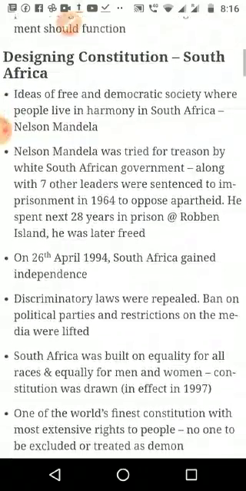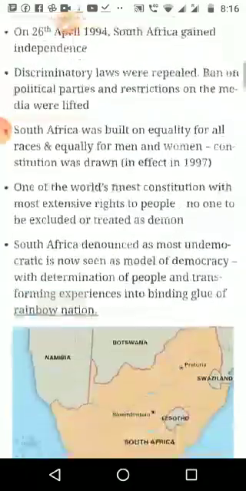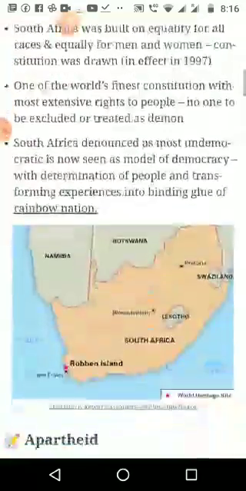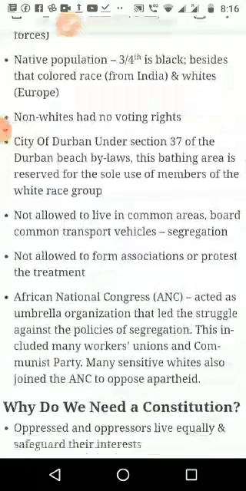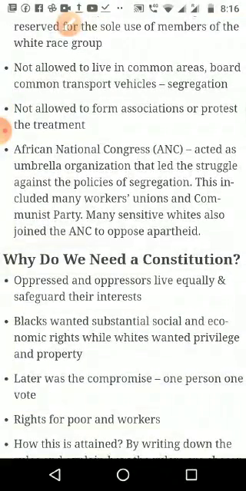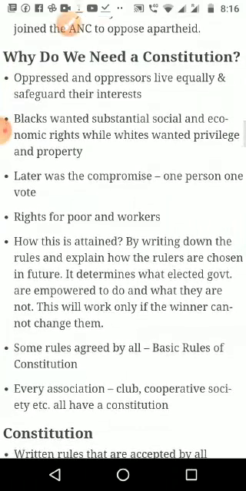Then the next part, the designing of the constitution in South Africa, we don't want to study, so you can skip that part. And what is apartheid, that also you can skip, but it is needed for 10th standard, so we have studied it already, but it is not needed for this final exam. Then the next topic is why do we need a constitution, and what is the importance of the constitution, why it is needed for us.